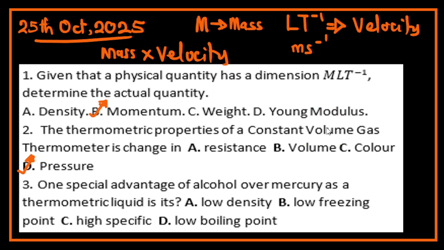You need another property of the gas that can easily change with temperature. And since volume is out, the next thing we could be thinking of is what? Pressure. Number 3 says, one special advantage of alcohol over mercury as a thermometric liquid is what? The answer is low freezing point.